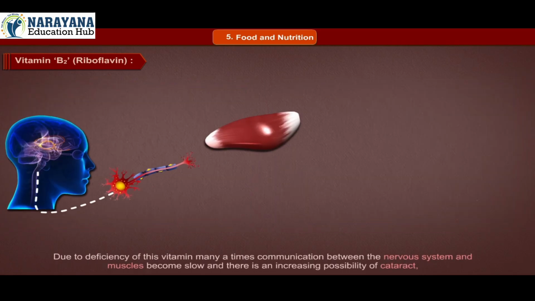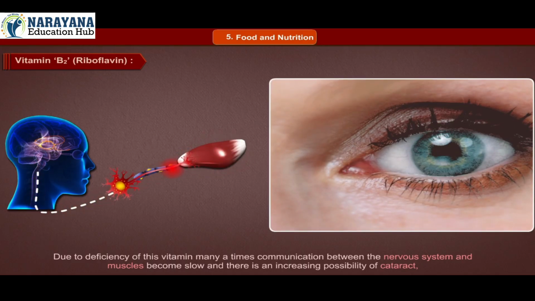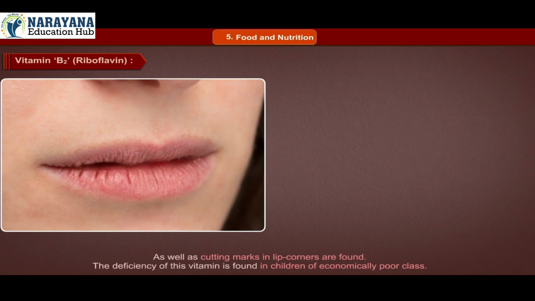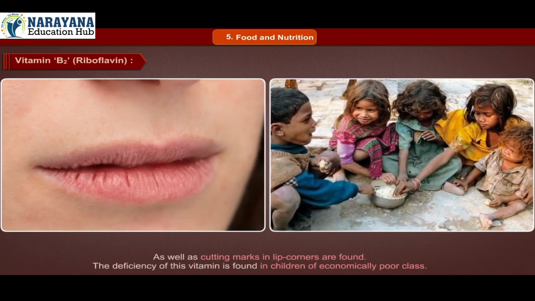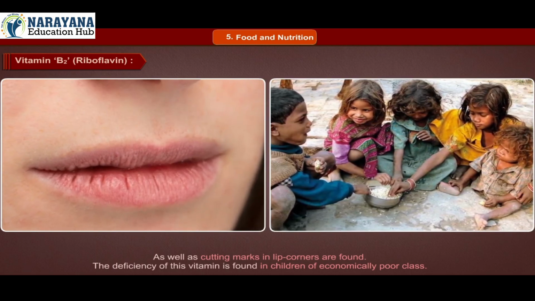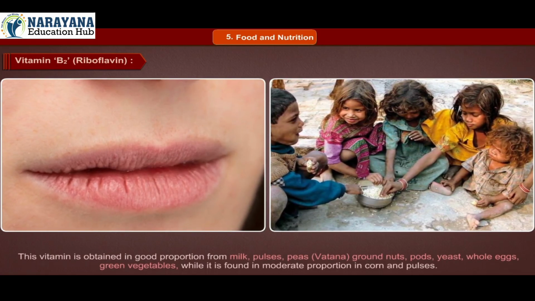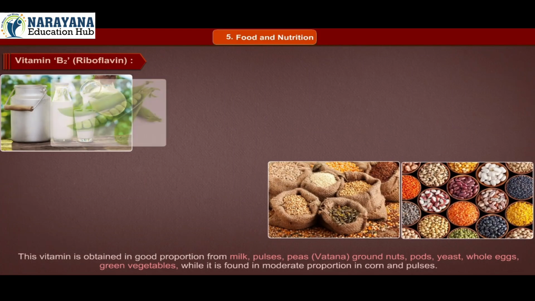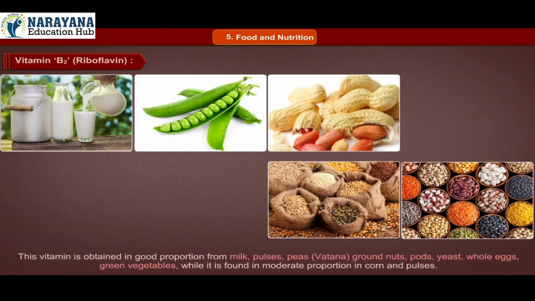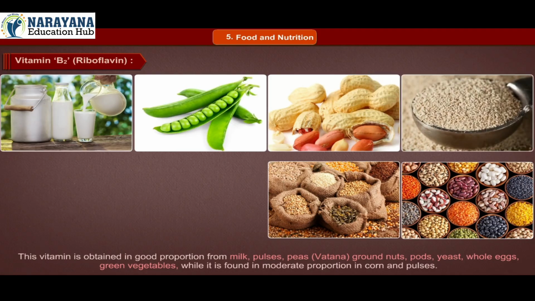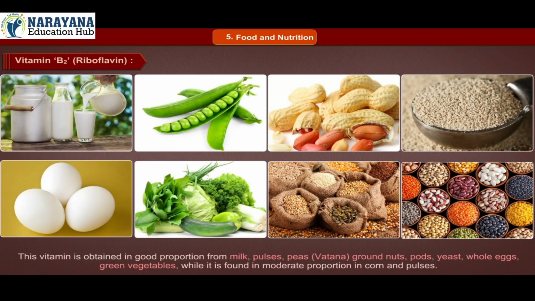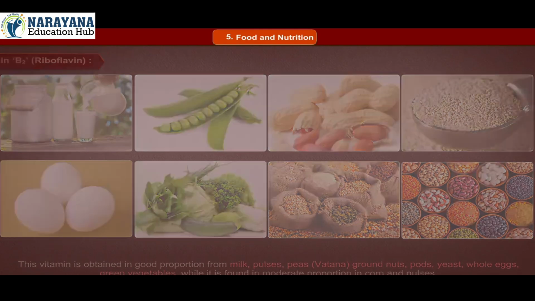Due to deficiency of this vitamin, many times communication between the nervous system and muscles becomes slow, and there is an increasing possibility of cataract, as well as cutting marks in the lip corners. The deficiency of this vitamin is found in children of the economically poor class. This vitamin is obtained in good proportion from milk, pulses, peas, that is watana, groundnuts, pods, yeast, whole eggs, green vegetables, while it is found in moderate proportion in corn and pulses.